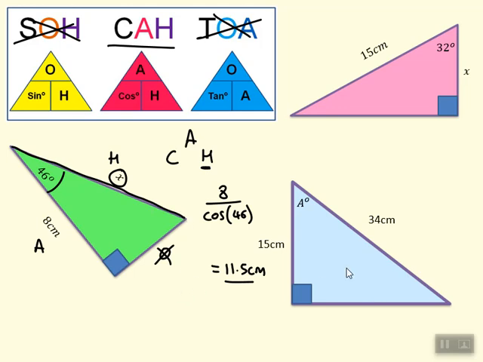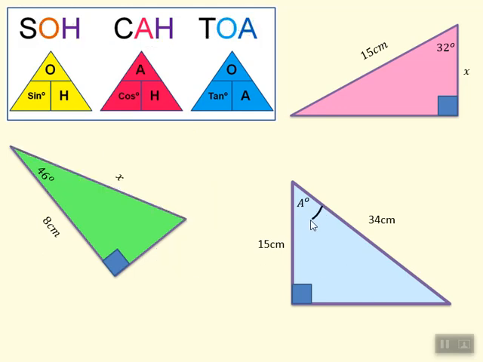Right, let's do the last one. So we're asked to work out this angle here. Okay, so let's label it. This is the right angle, this is the hypotenuse. This is the opposite, which I'm not going to bother labeling because it's not been labeled on the triangle. We're not asked to work it out. So that's the opposite, and this would be the adjacent.